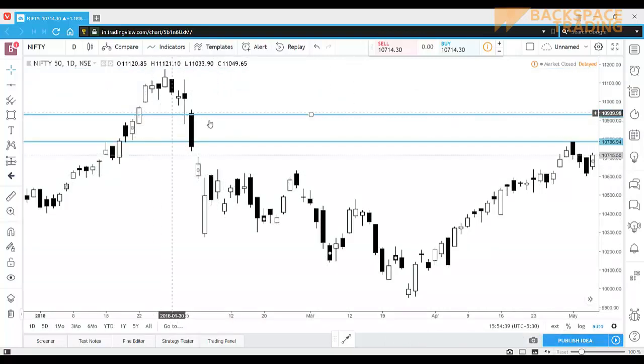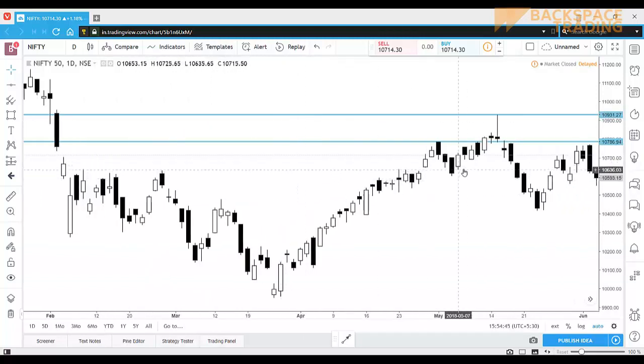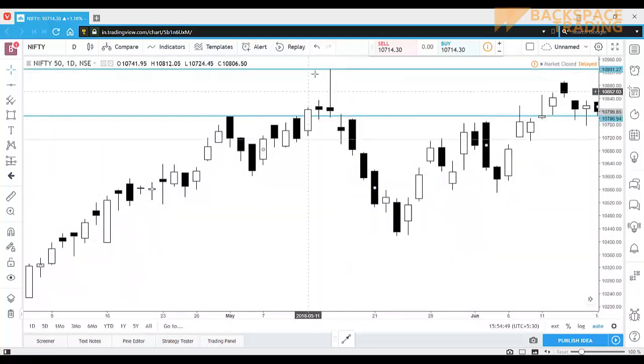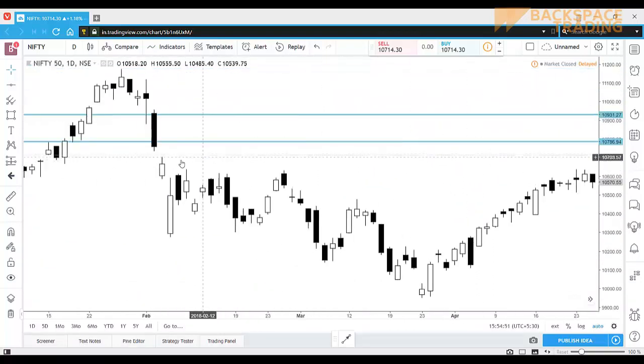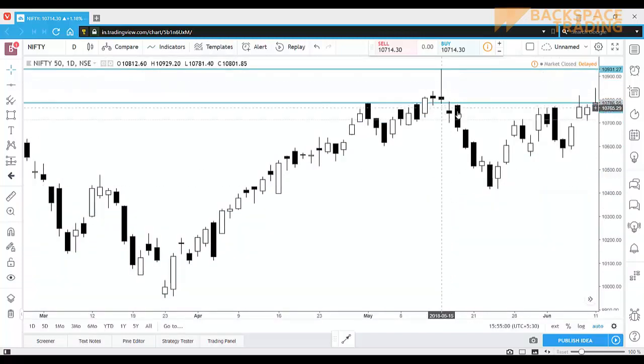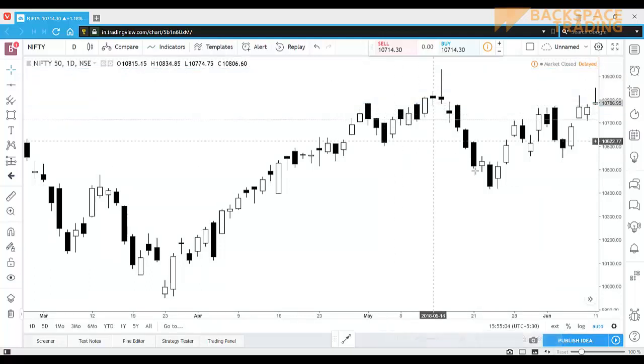Is this a resistance actually for anybody? Is this a resistance? I should say no, right? Even though this is a shooting star candle, it was not in the zone of resistance. So we just eliminate it. We shouldn't take the trade on this shooting star. And I am deleting these lines.